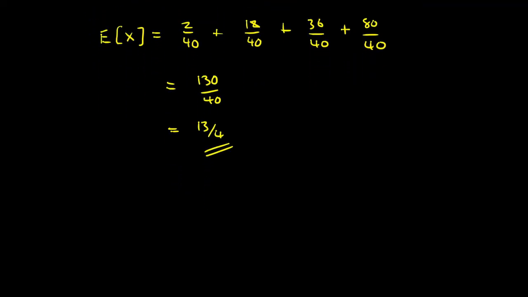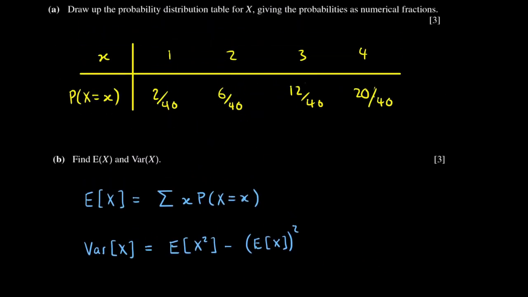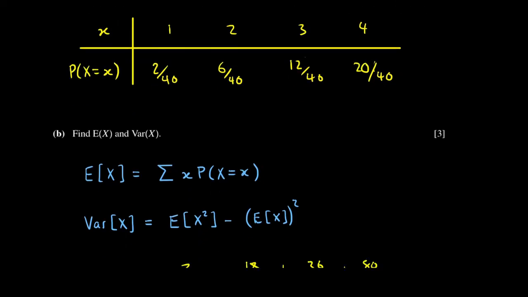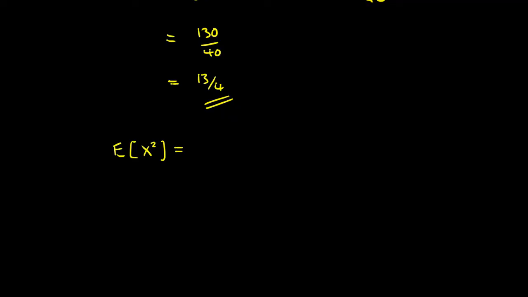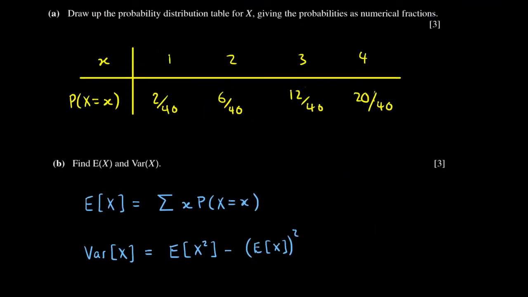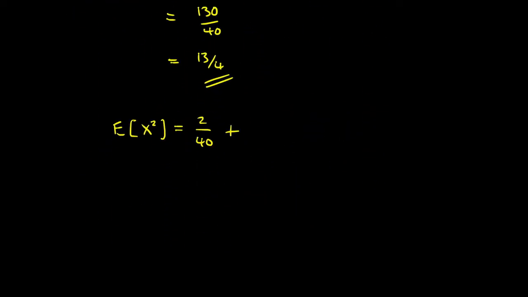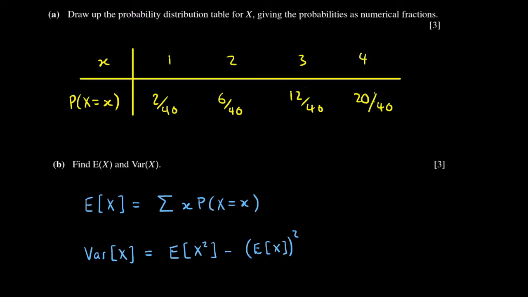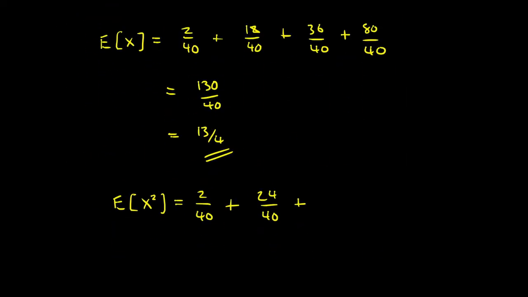Well, to get our variance, probably the best thing to do first is to find the expectation of x squared. So we're going to do all the same thing, but instead of doing x times its probability, we're going to do x squared. So we're going to do 1 squared times this, plus 2 squared times that, plus 3 squared times that, plus 4 squared times that. So we're going to get 2 upon 40 as our first value. And then we're going to get 2 squared, which is 4, times 6, which is 24 upon 40. And then we'll have 3 squared, which is 9, times 12, which is 108 upon 40.